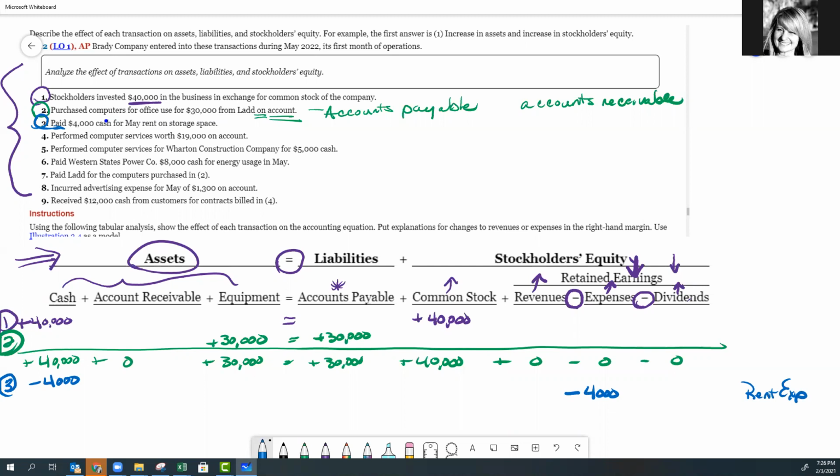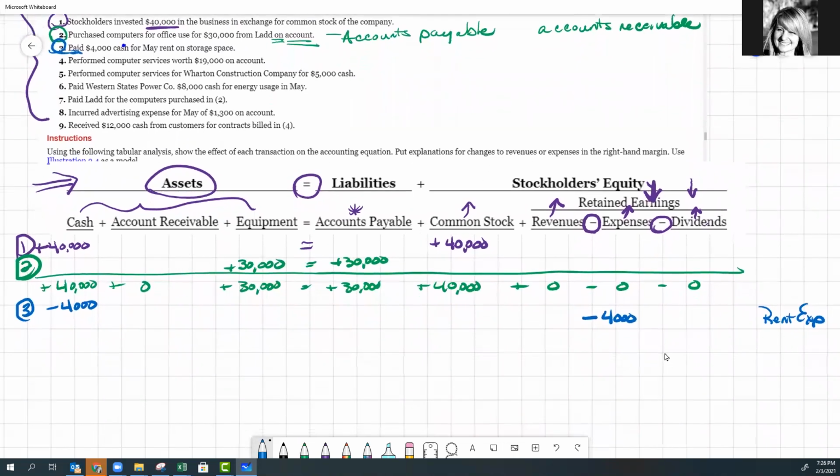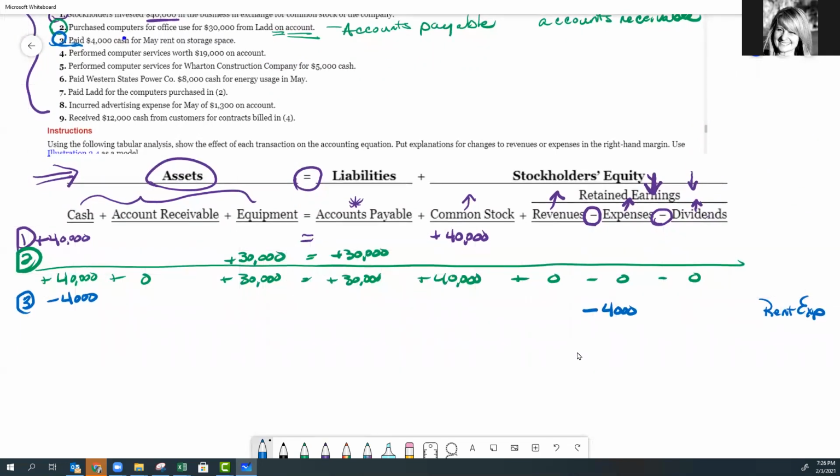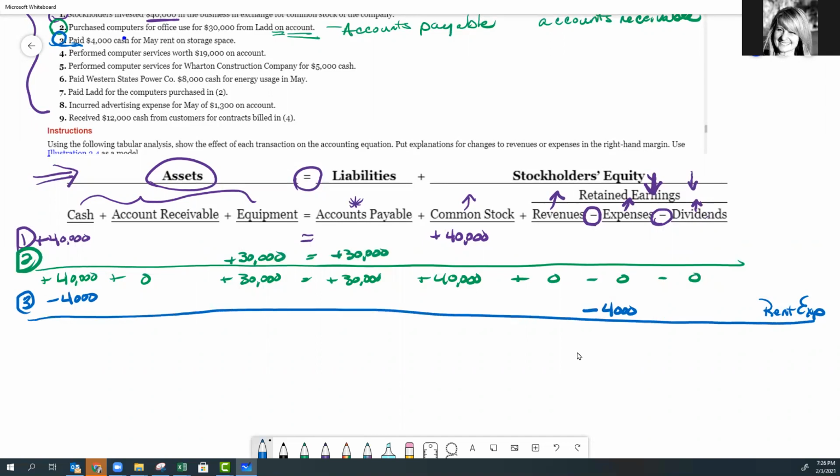Okay, so we could then subtotal again and make sure that we stay in balance. So I'm going to do that one more time. And then I'm going to stop just in the interest of time. But if I were you, I would continue to check your balances along the way.